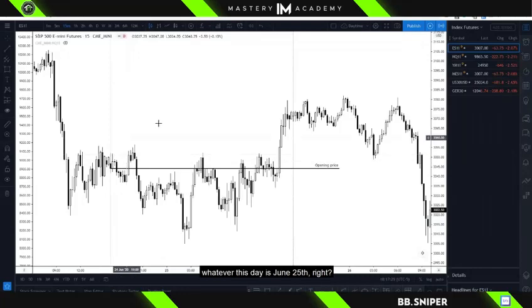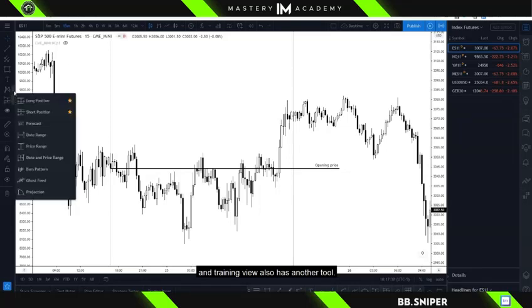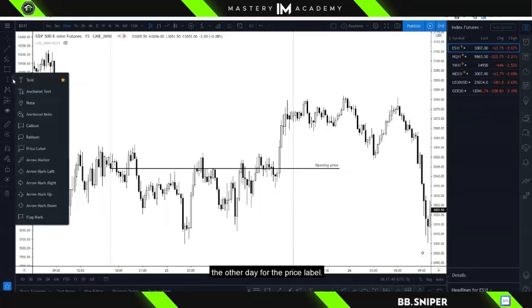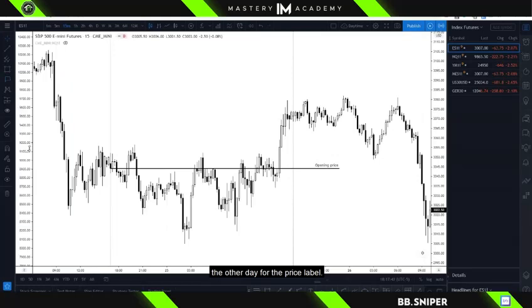So if you're anticipating that whatever this day is, June 25th, right? If you're anticipating that this is going to be a bullish day, you want to note the opening price. And TradingView also has another tool, and I think Siva used this the other day for the price label. If you want to as well, boom, you can slap that up. So for whatever reason, on this day, the opening price was 30.44, right? So we want to let that be known, and we want to buy below that somewhere.